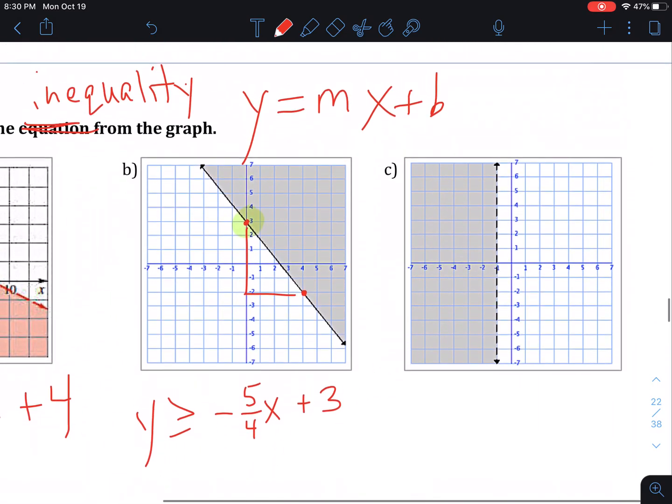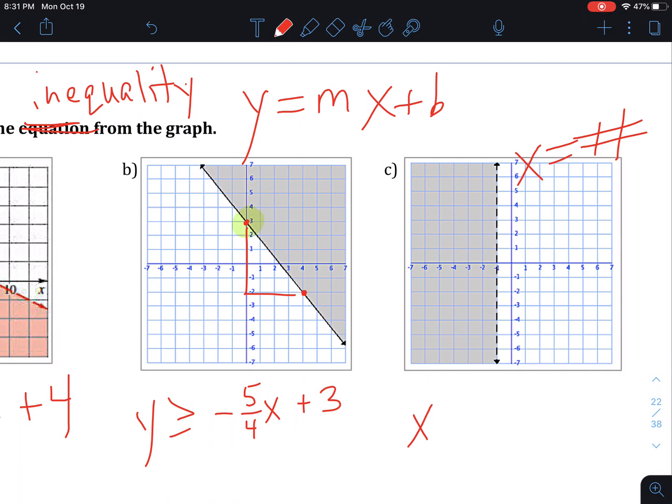Now letter C, remember that's a special case. We cannot put this in y equals mx plus b form. Normally when it's a vertical line, it is x equals a number. So we're going to put x, but we can't put an equal, so what would this be? Now it's a dashed line. It's not shaded above or below, so it's a little tricky here.